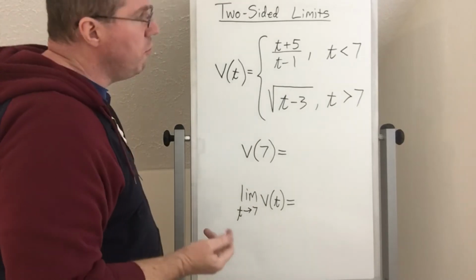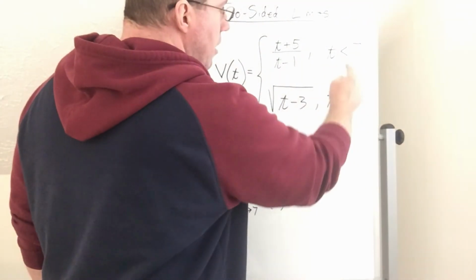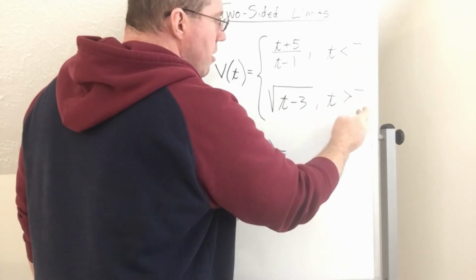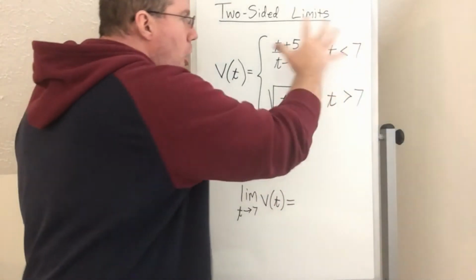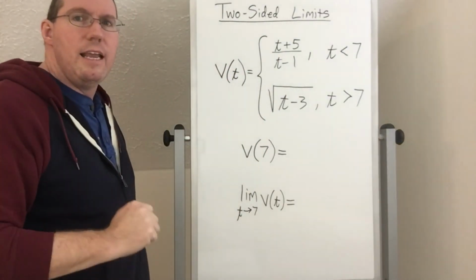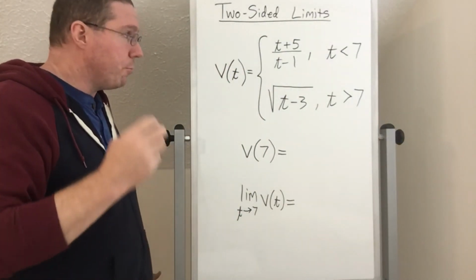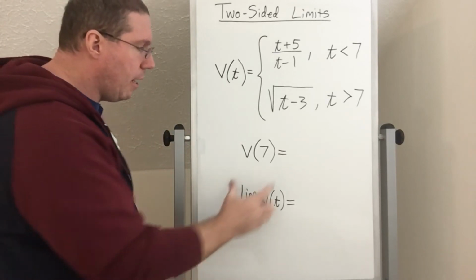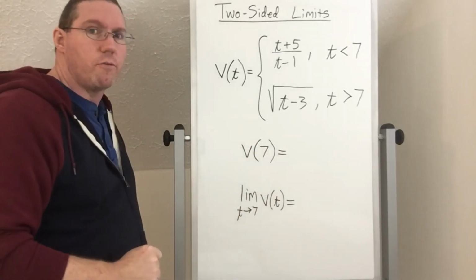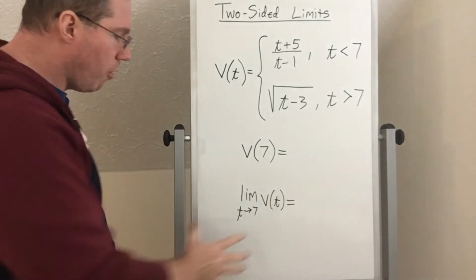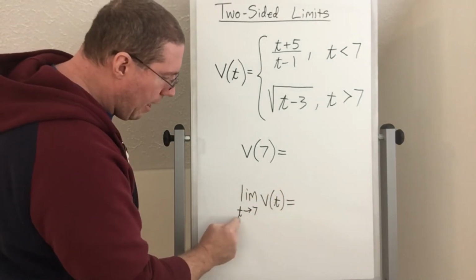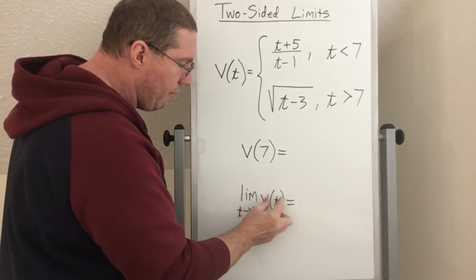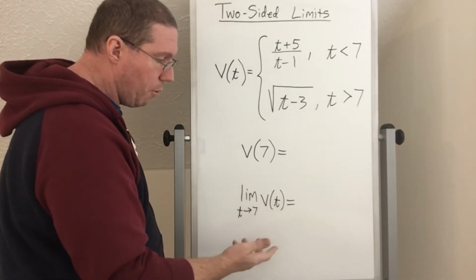The next thing is this. Do you notice that neither one of these over here have an or equal to? This is when t is less than 7, and this is when t is greater than 7. No part of this piecewise function indicates what happens when t is equal to 7. That's important. We're going to talk about that in a minute, and it's going to affect the answer to this question right here. So here's our limit down here. It's a two-sided limit as t approaches 7 from both sides, right? So what is the limit of v of t as t approaches 7 from both sides?